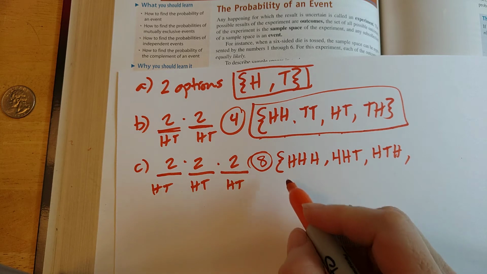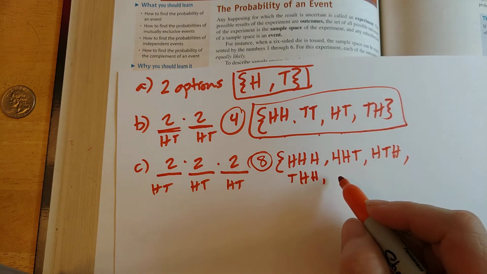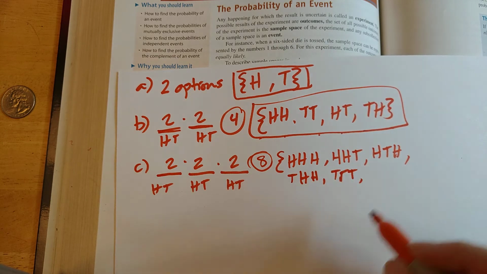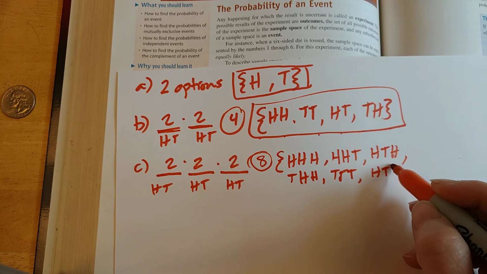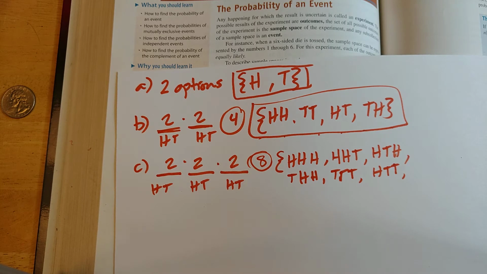All right, so then we have tails, heads, heads. Oh, we didn't go tails, tails, tails. We've got heads, tails, tails. There we go. 1, 2, 3, 4, 5, 6. 2 more. Can we figure them out?